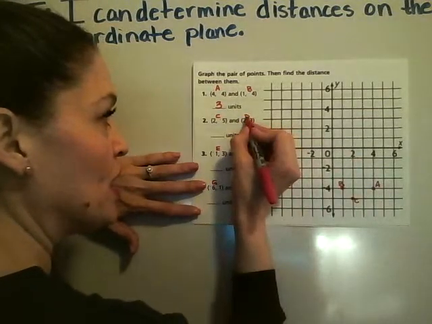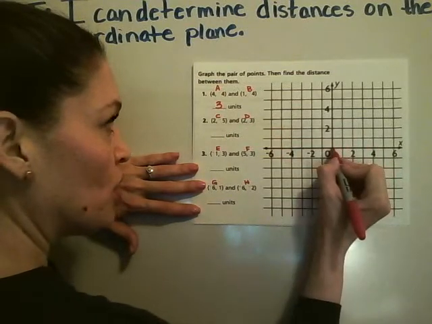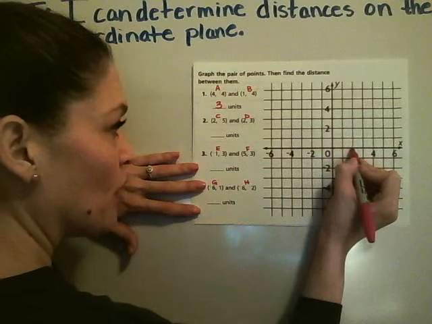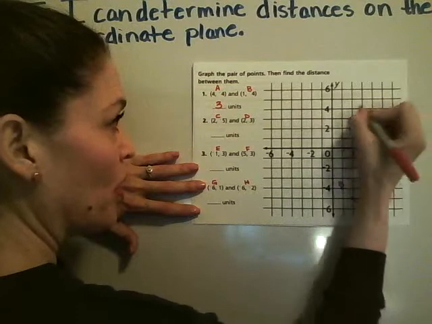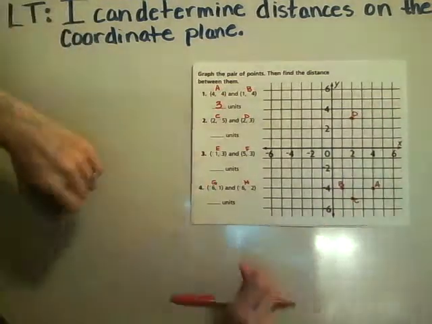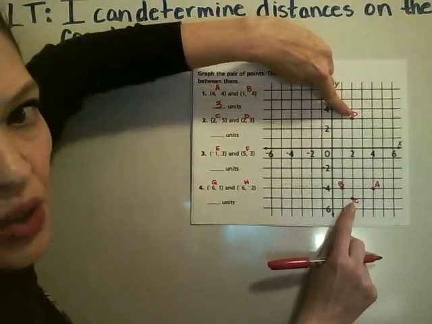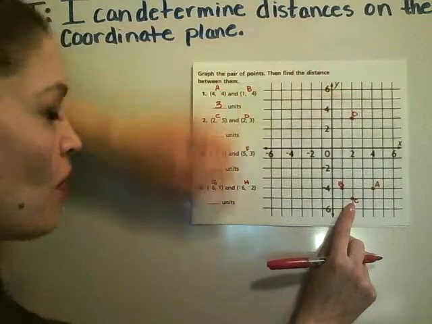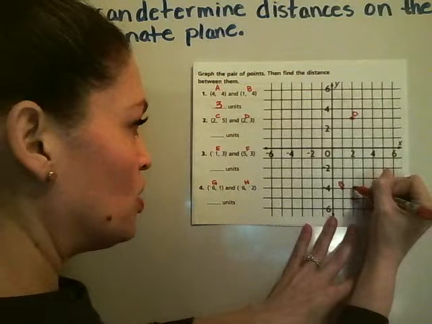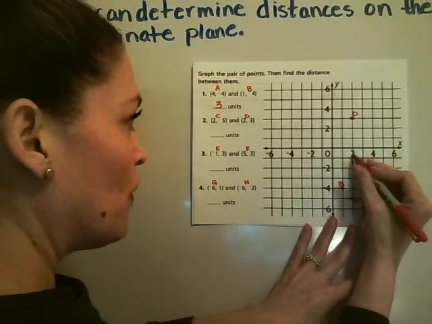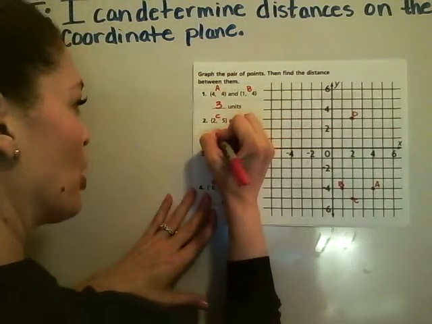And now we need to plot point D. +2, +3. So start at the origin, go 2 to the right, and then up 3. 1, 2, 3. Right there, that's point D. Okay, now we need to determine the distance between C and D. We have a longer way to go here. All right, I'm going to start at C and count up. I'm counting full blocks. 1, 2, 3, 4, 5, 6, 7, 8. 8 units apart.